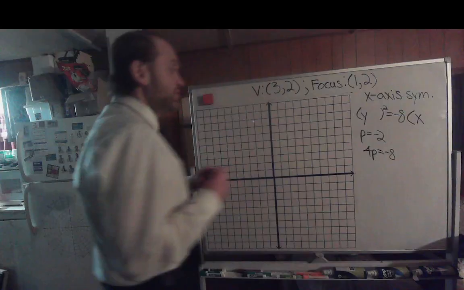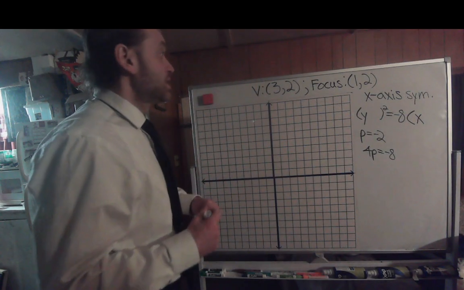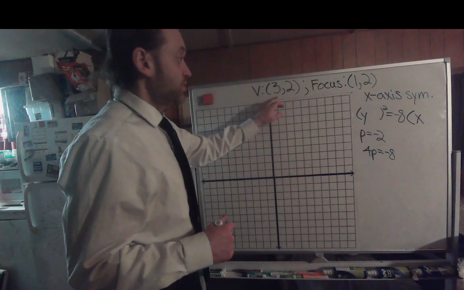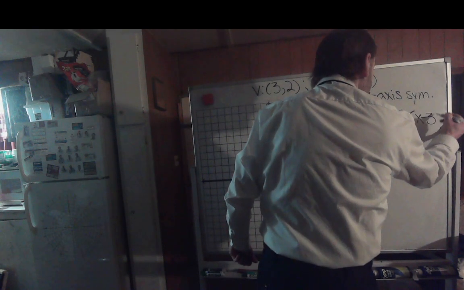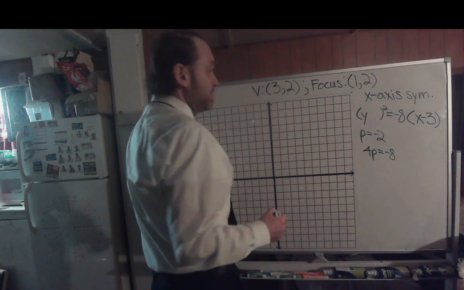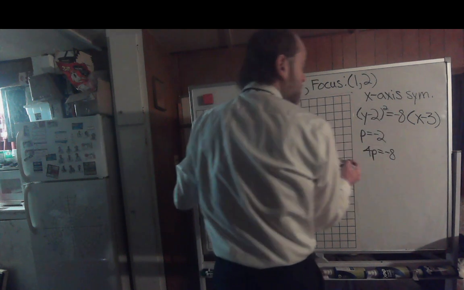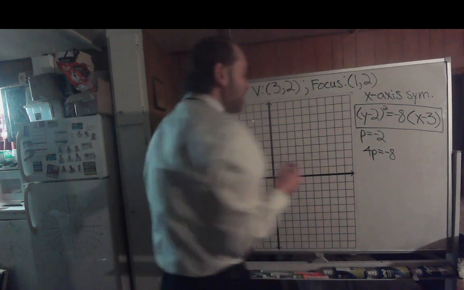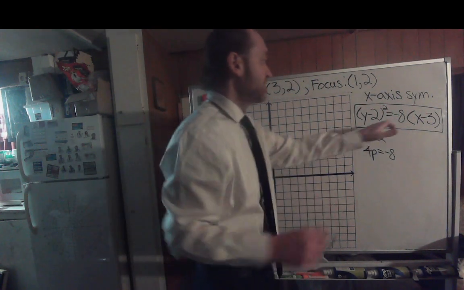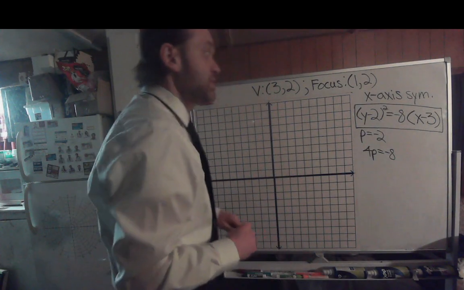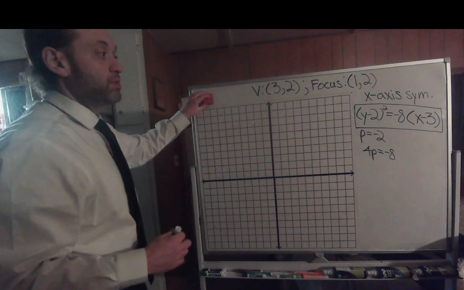Now all that's left to do is take your vertex. If your vertex is (3, 2), well, that'll be x minus 3 on the right-hand side. And then your y-coordinate is 2, so that would be y minus 2. So what you really should get here is the equation (y minus 2) squared equals -8 times (x minus 3). That's exactly what you should get.